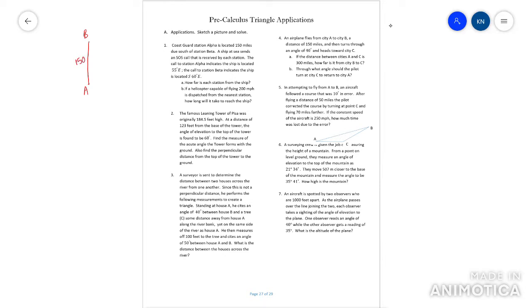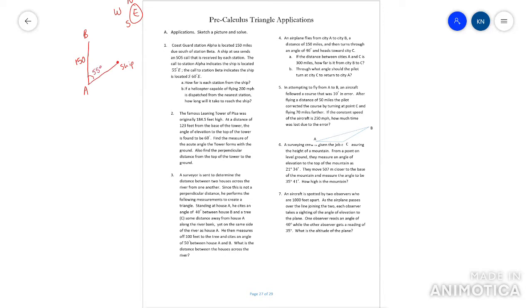Now they're getting an SOS call that's received at each station. The call at Alpha, so here, says it's 55 degrees east. Well, if you think about north, east, south, west, if it's 55 degrees east, it's going to be off over here somewhere. So here's the ship. And I can do better.